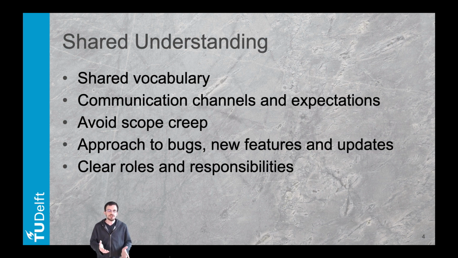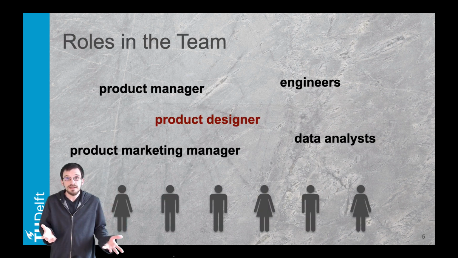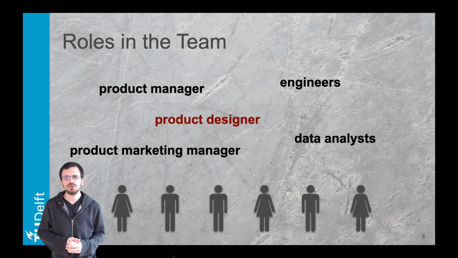It defines communication channels and expectations between developers and project stakeholders. It provides a shared understanding of what a completed activity means. It prevents what we call scope creep, a term to describe features added to the project beyond the project scope. Then a shared understanding also formalizes how to handle bugs, feature requests, and updates. It sets clear goals and responsibilities for the entire team. The team. This is why we discuss this whole topic.